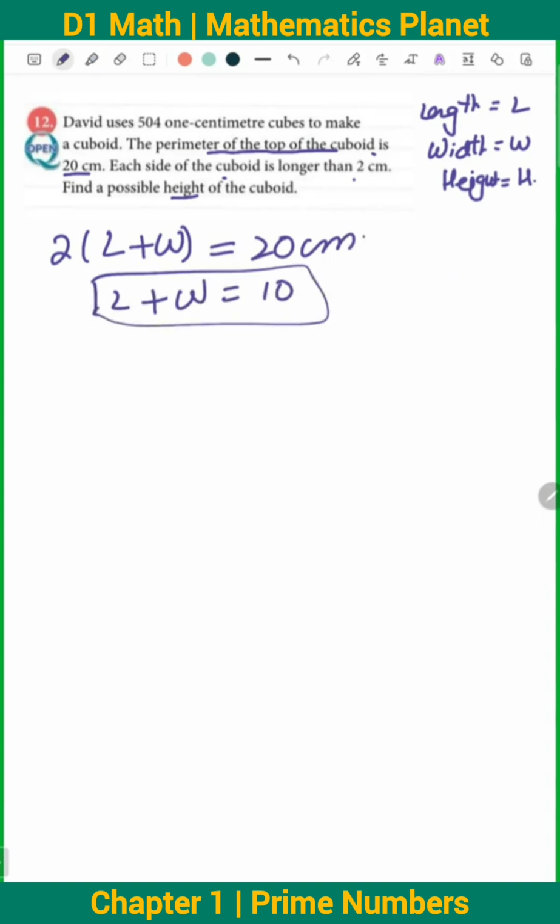All clear up till now? Now, they said each side of the cuboid is longer than 2 centimeters, so we can consider the following possibilities. Now, what are the possibilities? Because L plus W is equal to 10, it can be 3 plus 7 is equal to 10, or 4 plus 6 is equal to 10, or 5 plus 5 is equal to 10.